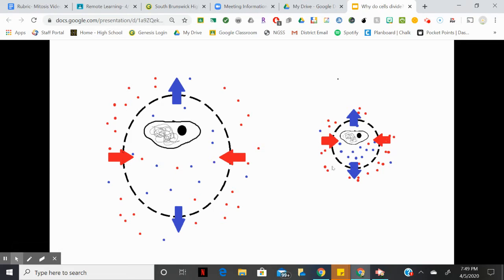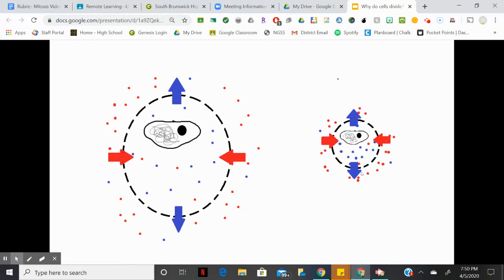If the cell is small, the blue particle only needs to travel this distance to get out, and the red particle only needs to travel this distance to get in. Okay? So the smaller a cell is, the easier it is to carry out diffusion. The larger a cell is, the harder it is to carry out diffusion. So it is beneficial for cells to be small.